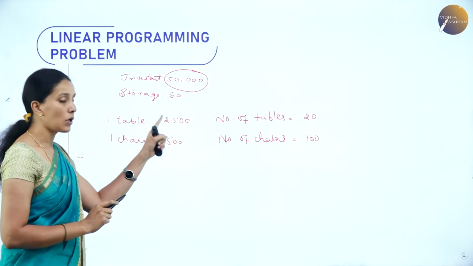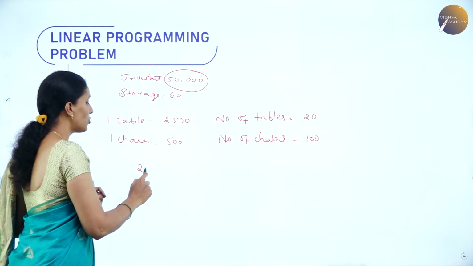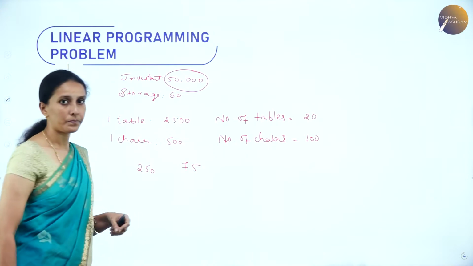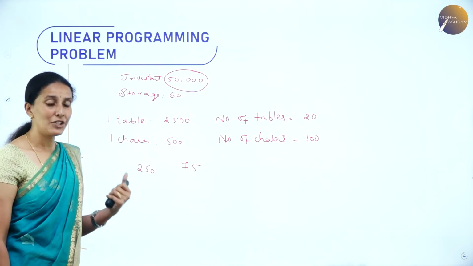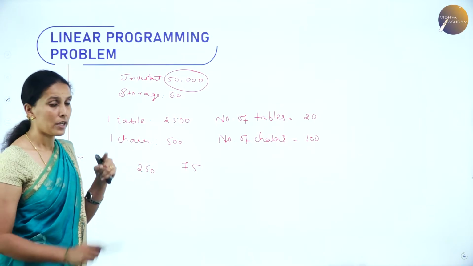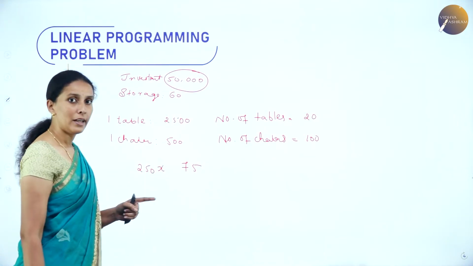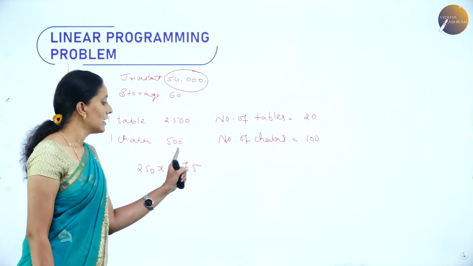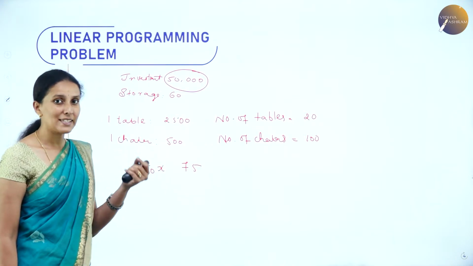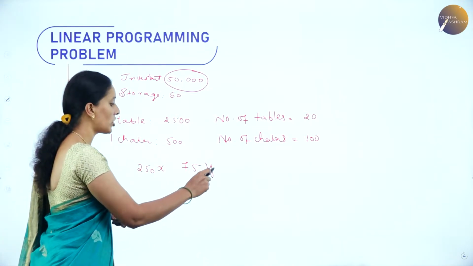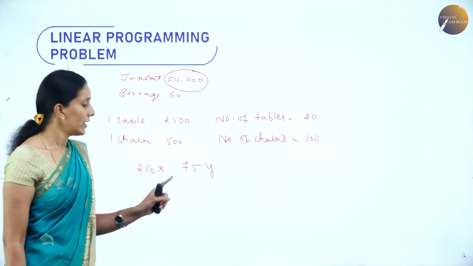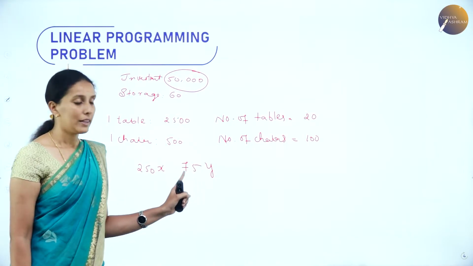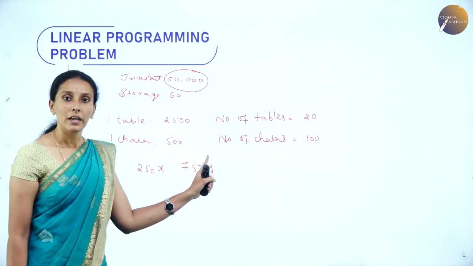Now, if he sells one table, his profit will be 250 rupees. And if he sells one chair, his profit will be 75. Suppose we don't know how many chairs or how many tables he has purchased. Let X be the number of tables. Then the total profit will be 250 into X. Similarly, if 75 is the profit by selling a chair and Y is the number of chairs, then for each chair you get 75 rupees as profit. Then the total profit will be 75 into Y.